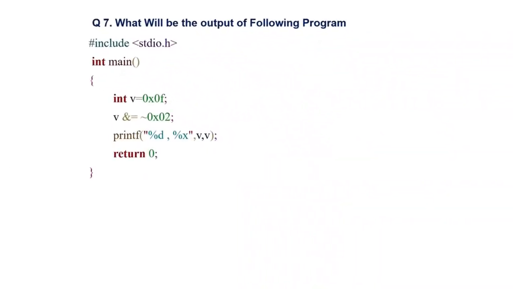So this is our question number 7. What will be the output of the following program? And these are the options from where you have to select one correct answer. Here in this program, integer variable v is declared and is initialized with the hexadecimal constant 0f. Consider the next statement, which is an assignment statement, that is v &= ~0x02. Let us see how this expression is going to be calculated.